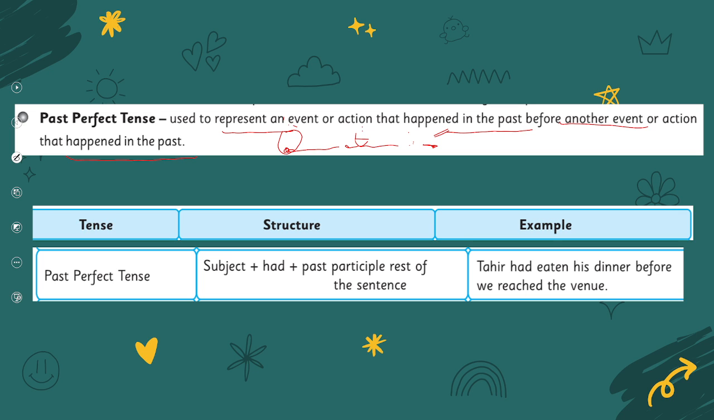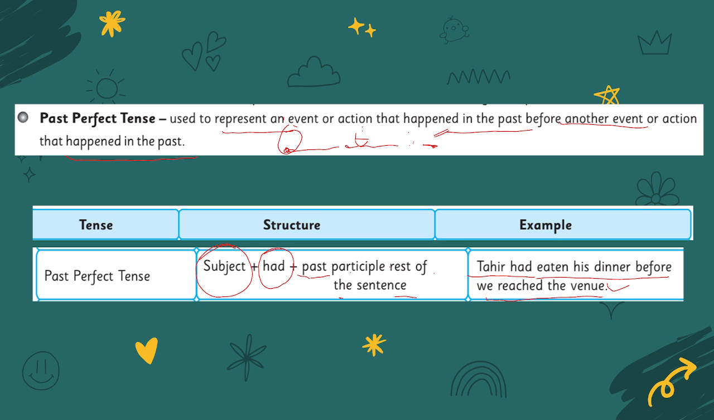For example, you have the sentence, Tahir had eaten his dinner before we reached the venue. How did we make it? We had the subject, Tahir, plus had, plus the past participle, plus the rest of the sentence. So you can form this, and you have told that Tahir had eaten his dinner before we reached the venue.